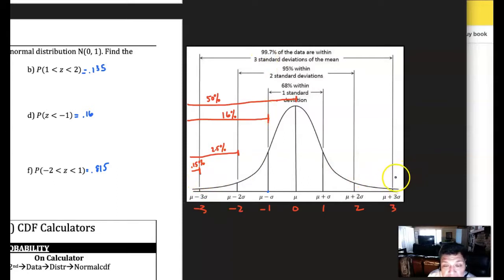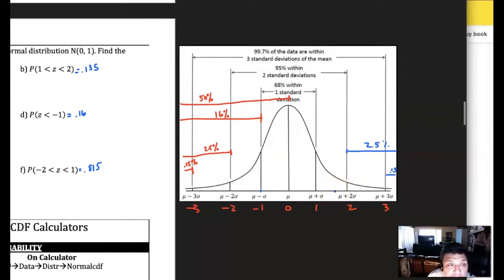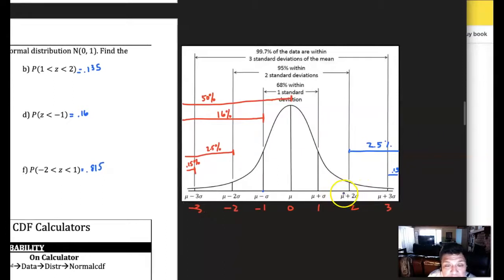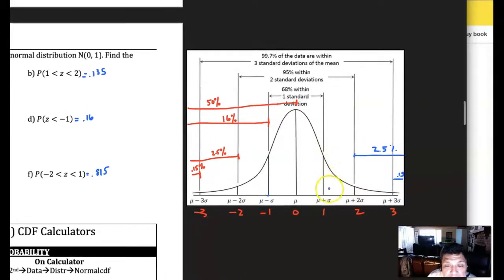And so you have these values on this side, 0.15. You have this value on this side, right? So from here on is 2.5%. You may want to, again, pause and take a look at that. And so from 1 to 2 right here, that answer is going to be 13.5%, right? From 1 to 2.